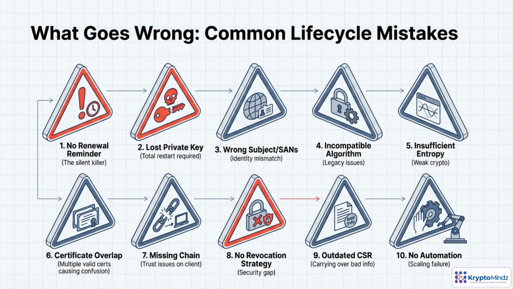The pattern to notice: most PKI failures are not about mathematics. They're about process. Strong lifecycle discipline and automation turn these predictable mistakes into rare events, instead of regular incidents.